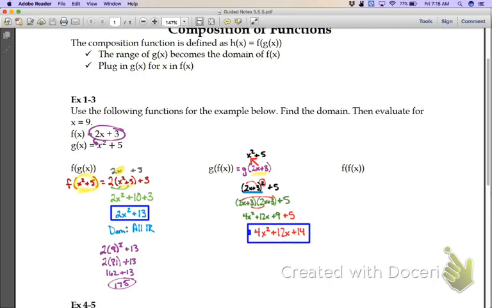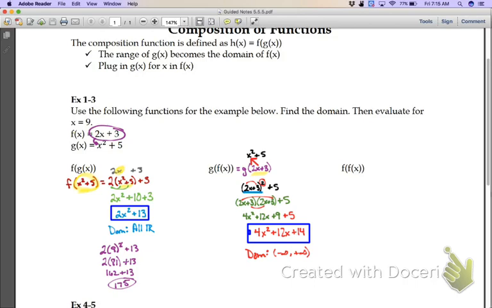Domain doesn't change. Again, you can write it as all real numbers, or you can say negative infinity to positive infinity. And then I would evaluate for when x is equal to 9.